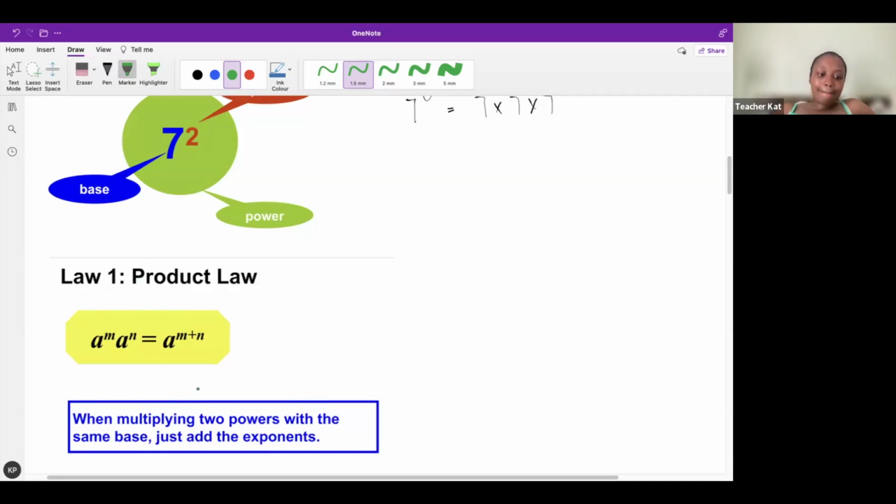Okay, so if we multiply 2 powers that have the same base, I'm going to highlight this because I catch you guys out every time, with the same base, then you can just add the exponents. Okay, so let's see what we're saying here. We have a to the power of m and a to the power of n. So if that is the case, you keep your base a, and then you add the exponents, which we have over here.